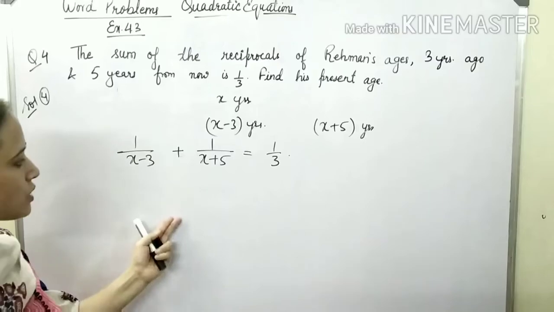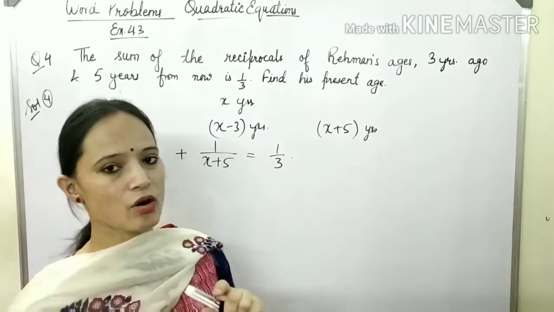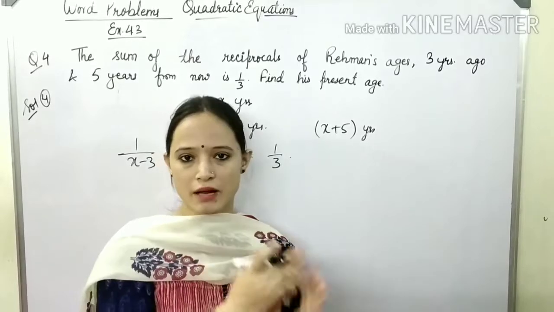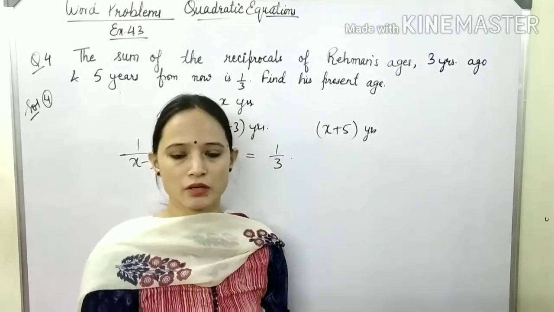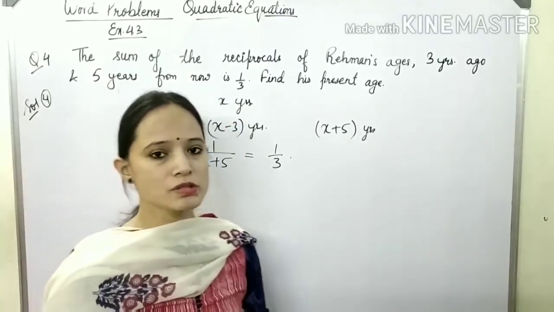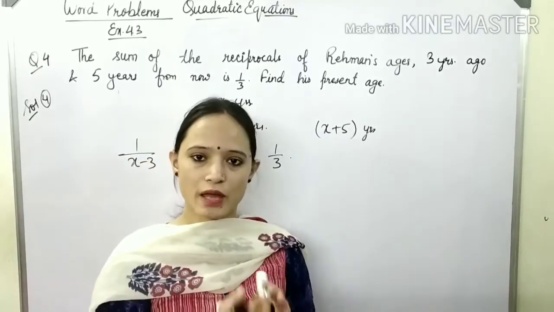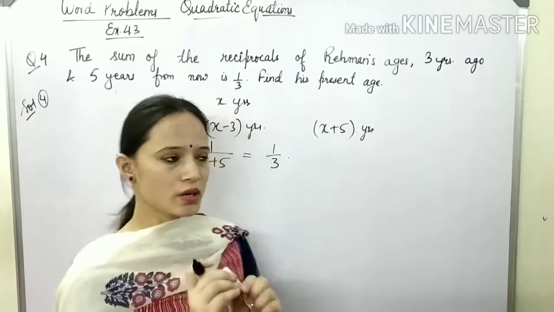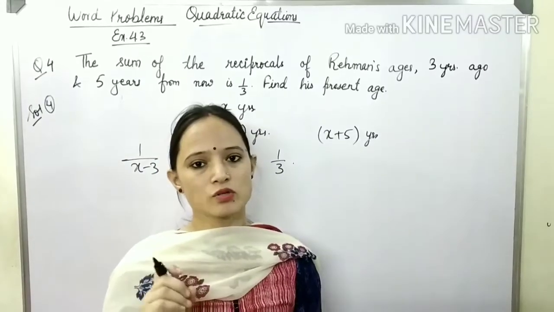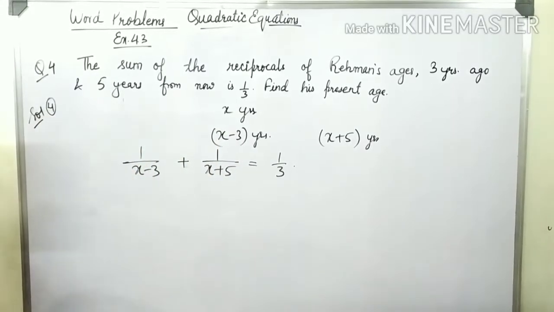Now you can easily solve the equation. You will take the LCM, simplify it, and then you are going to get a quadratic equation. Now when you get a quadratic equation, you can solve it by any method. You can use factorization by splitting the middle term, or you can use the quadratic formula. Whenever you solve it, you are going to get two values of x. If you get a negative answer, you can see here we need to find the age, so in that case we are going to reject the negative value of x. So I hope you will be able to do this one.